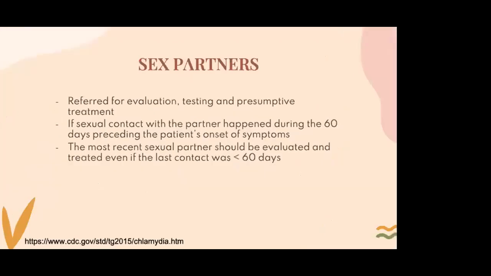So what about treatment of sexual partners? Sexual partners should be referred for evaluation, testing, and presumptive treatment if sexual contact with a partner happened during the 60 days preceding the patient's onset of symptoms. If the last contact with the most recent sexual partner is less than 60 days, they should be evaluated and treated.